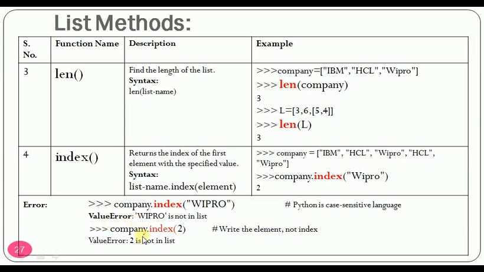Now look at this example, company.index bracket 2. I have given an integer here. This index method is not meant to display an element in a particular index.